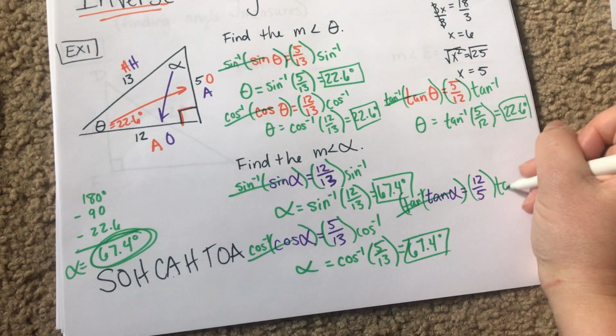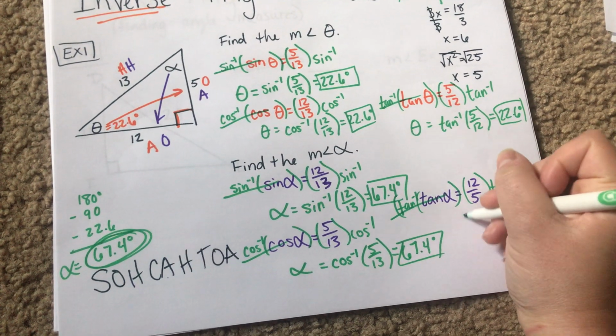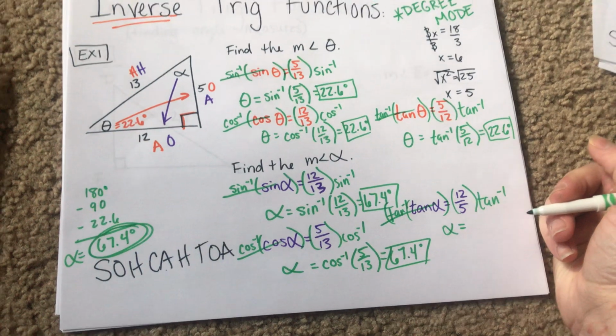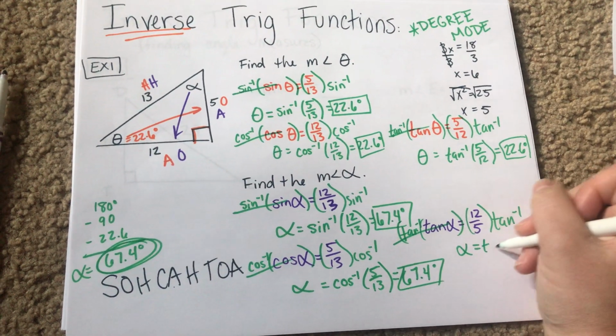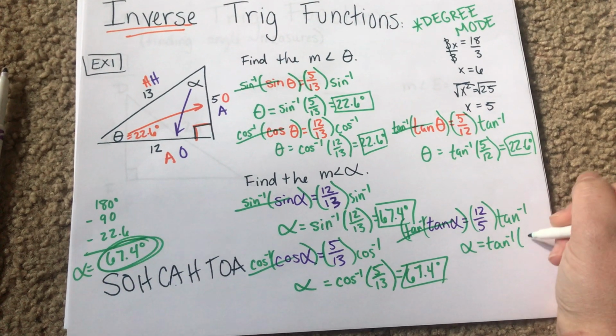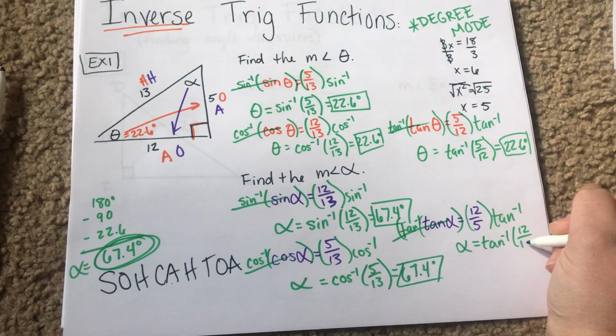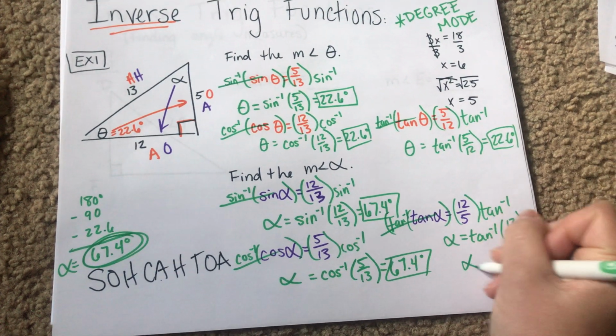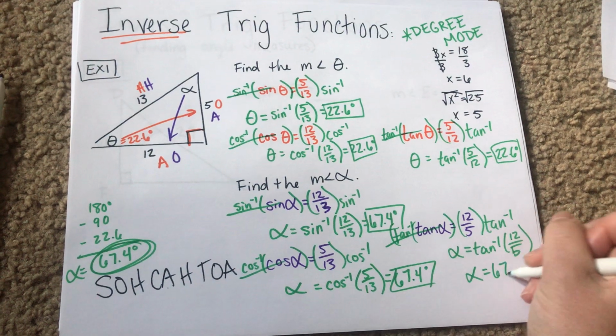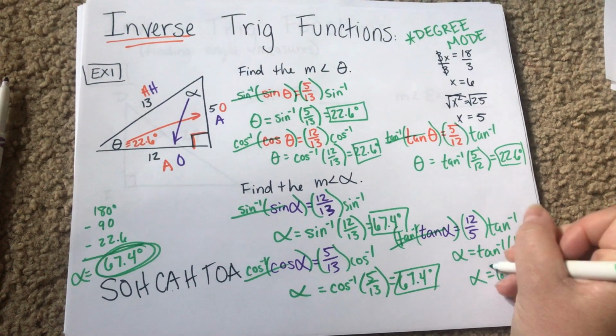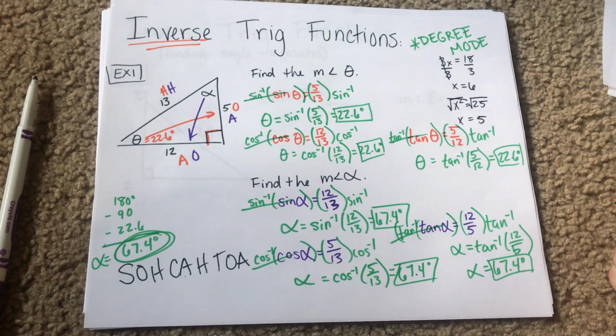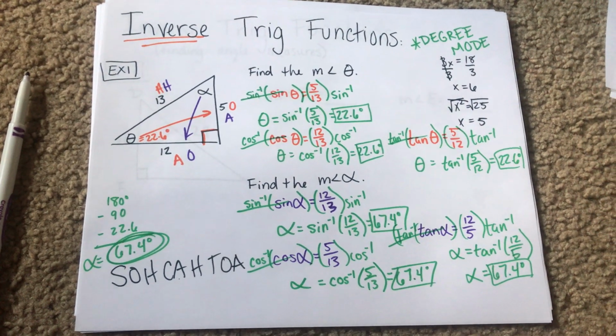And what we do to one side, we do to the other. At this point, you should know when we do one thing to one side, we have to do the same thing on the other side. Keep those equations balanced. So if we do the inverse tangent of 12/5, we again come up with 67.4 degrees. Awesome. So this ends up being a wonderful triangle.